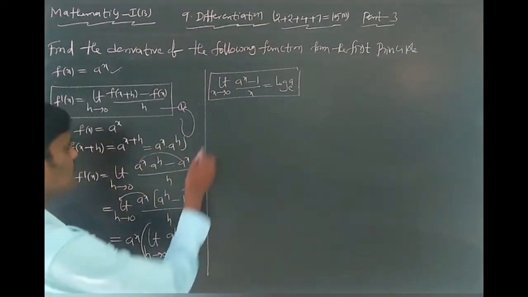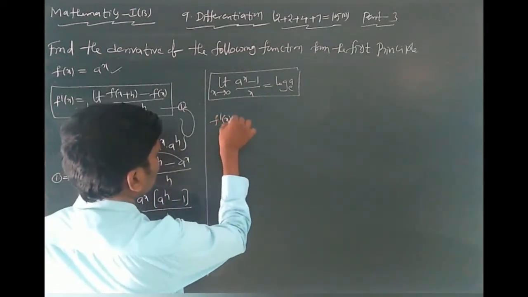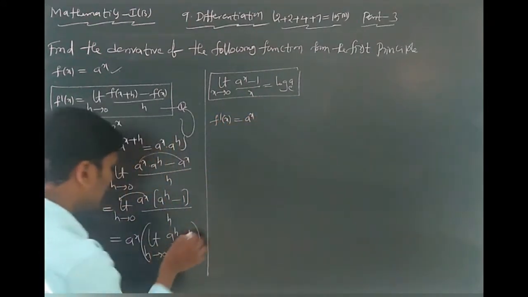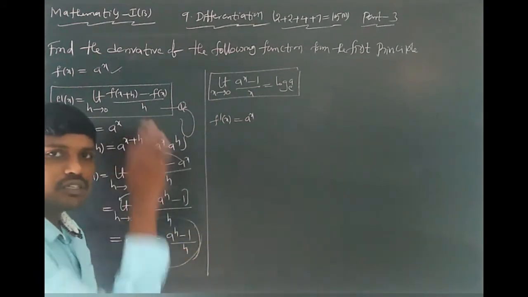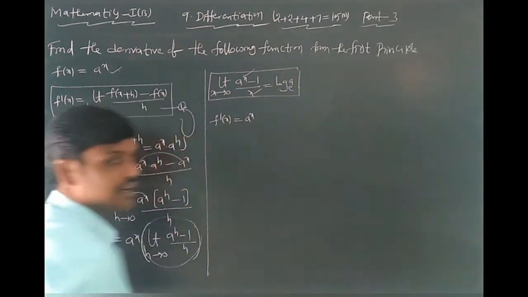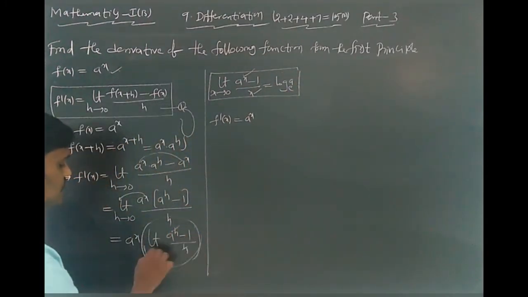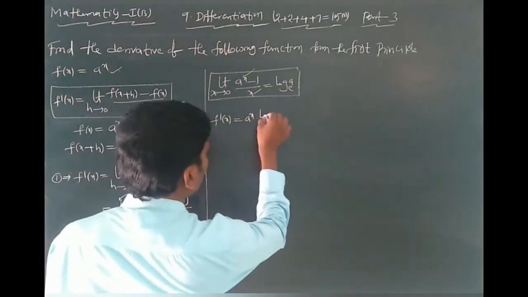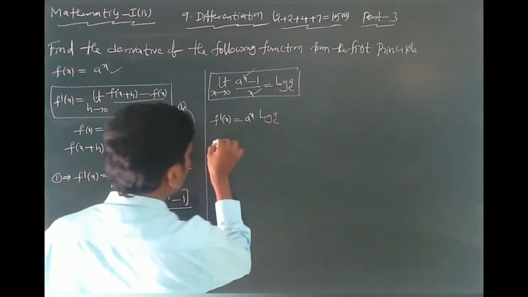You can write that formula here: f dash x is equal to a power x, and this total limit value is log a base e. Here x is replaced by h, so that value is also log a base e.